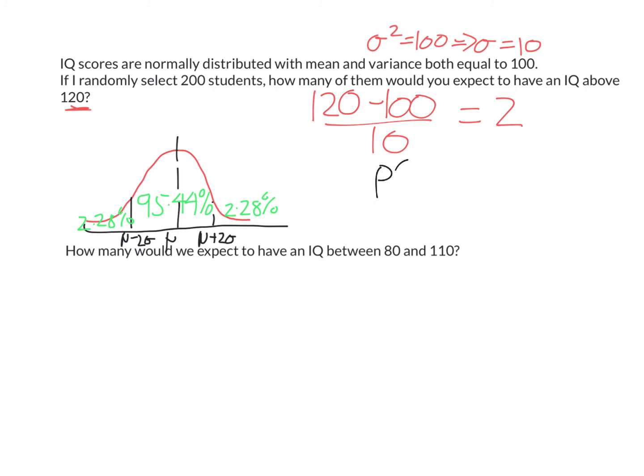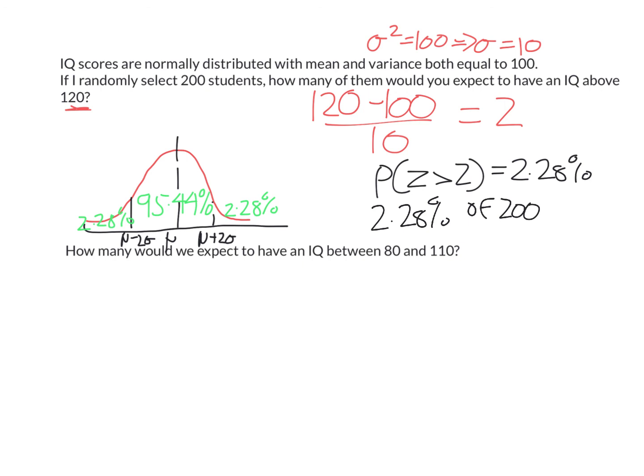So the probability you get a z-score that's more than 2 is only 2.28%. That means of these 200 people, we expect only 2.28% of them would have an IQ above 120, which is 2 standard deviations above the mean. And of course, 2.28% of 200 is 4.56, or we'd round it up to about 5 students.